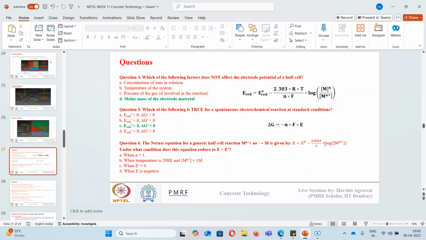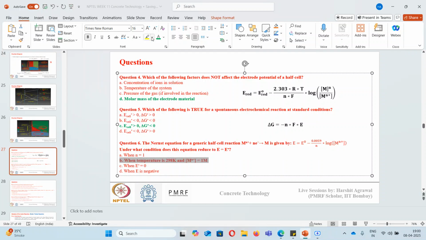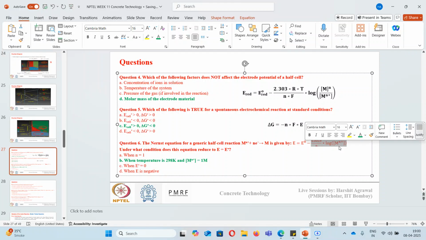So you see, if this log of something becomes equal to 0, then this whole term will become equal to 0, and then E will be equal to E naught. We know log of 1 is equal to 0. So that's why the correct answer will be B. When the concentration of the reactant is 1 molar, this term will become equal to 0 since log 1 is 0. If n is equal to 1, nothing will happen; this term will remain the same. If E naught is equal to 0, then E will be equal to this term and not equal to E naught. And if E is negative, then also the answer won't be correct. So when the concentration of my reactant becomes equal to 1 molar, E will become equal to E naught.